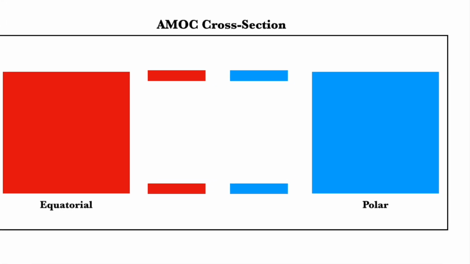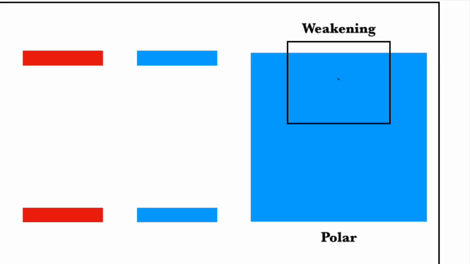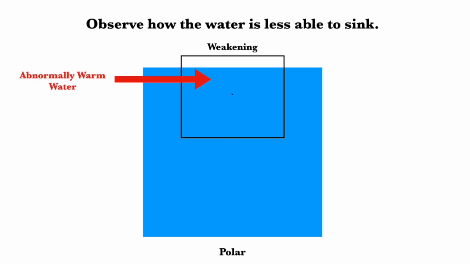Two basic mechanisms explain this weakening, which is primarily occurring in the polar section of AMOC. When abnormally warm water enters the polar section of AMOC, it tends to resist sinking more than colder water would, thereby reducing the strength of the cycle.